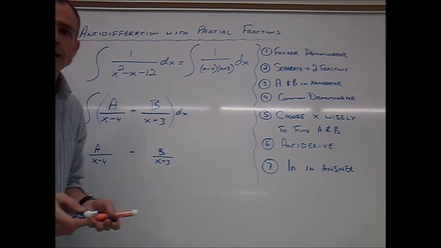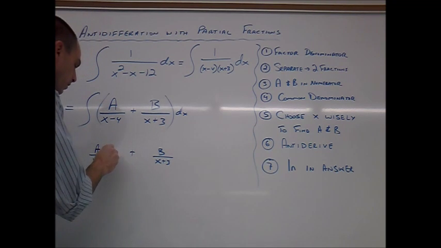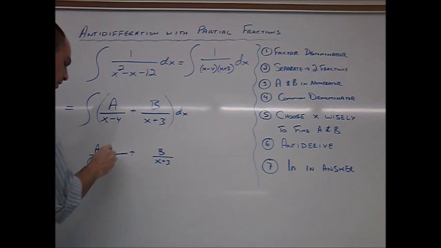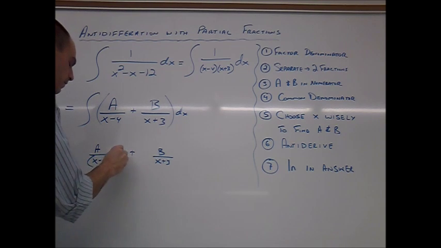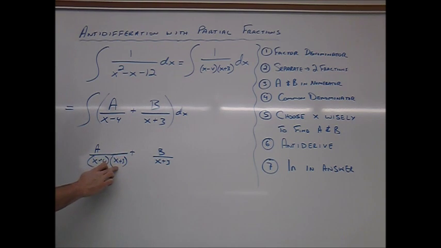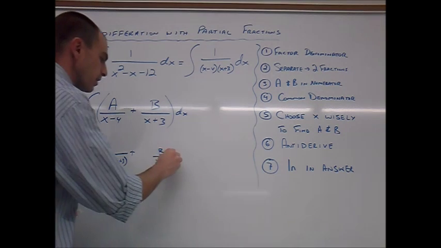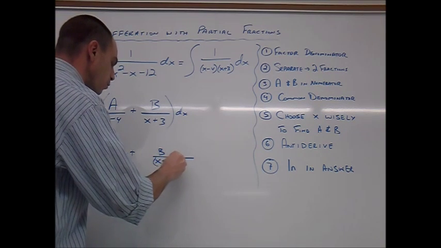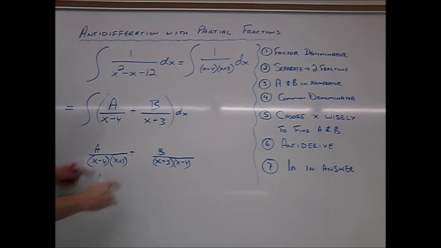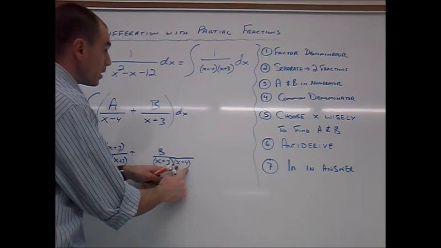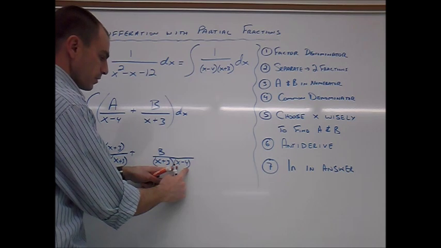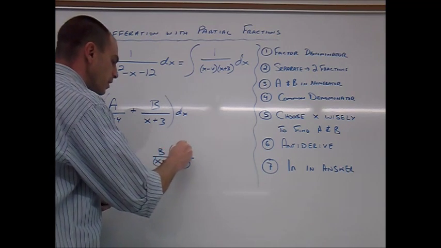Okay, we can't add them right now because we don't have a common denominator. So let's make a common denominator. That means we have to multiply the first fraction by x plus 3 in the denominator, and we have to multiply the second fraction by x minus 4 in the denominator. Now, if we multiply the first fraction's denominator by x plus 3, we must do the same thing in the numerator. So we have x plus 3 up there. And if we multiply the second fraction's denominator by x minus 4, we must do the same thing up here as well.